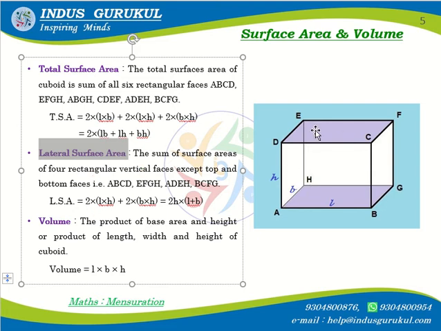So we will not consider the top one. What is the top one? Length into width. So length into width in both the cases is removed. So automatically it's reducing down to this. This is the formula for lateral surface area. And what is the volume? Volume is nothing but we just multiply length, breadth and height of a cuboid and we will get the volume.